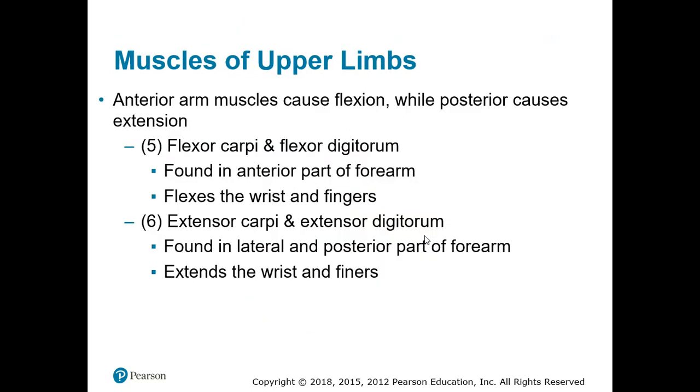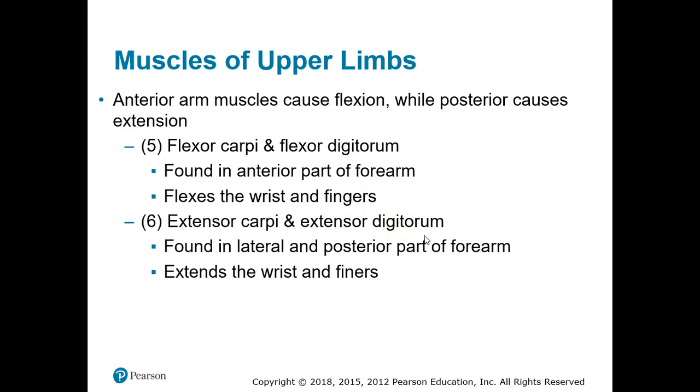And the last two that we're going to talk about has to do with moving your fingers. We are going to group them together because it's just a lot easier for you guys when you're learning. We have your flexor carpi and flexor digitorum. And if you think of carpi, it means your wrist, and digitorum means your digits. And since they flex, these are going to be found on the anterior part of your forearm, and exactly what the name suggests, they help flex or bend at the wrist and bend your fingers.